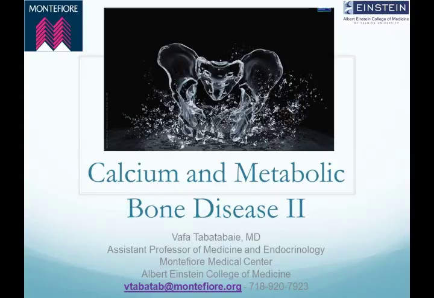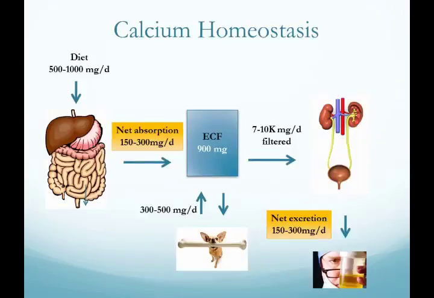Okay. So we're going to talk about bone disease today, which is the second part of your lecture about calcium homeostasis. Yesterday, you learned about calcium homeostasis in extent, and especially about the three major organ systems that are involved, namely the gut, the kidney, and the bone. So today, we're going to focus on the bone.